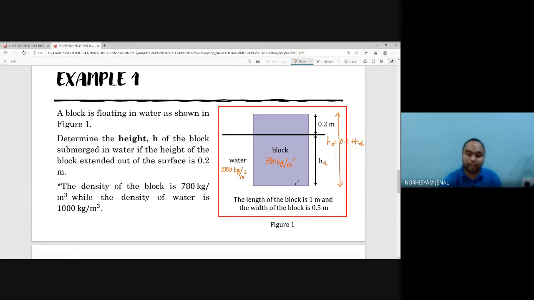Clear. Yes, clear. Alright, the length of the block, going to the back like this, is equal to 1 meter. And the width, which is this one, is 0.5 meter. So to find the area, area is width times length, equal to 0.5 times 1 meter. So it is equal to 0.5 meter square.